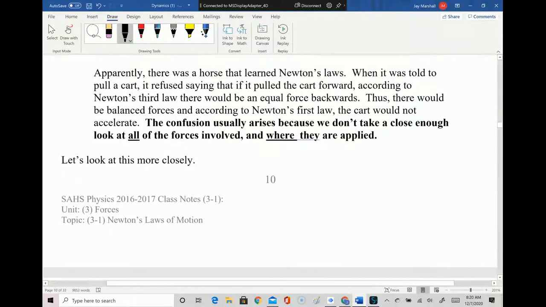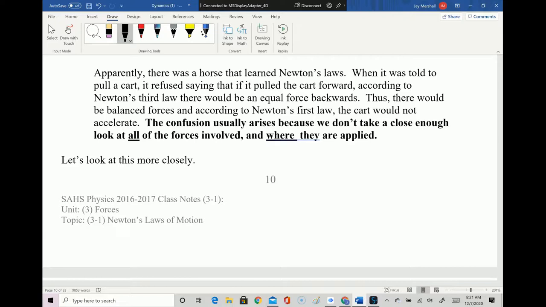So apparently there was a horse that learned Newton's laws. And when it was told to pull the cart, it refused, saying that if it pulled the cart forward, according to Newton's third law, there would be an equal force backwards. Thus, there would be balanced forces, and according to Newton's first law, the cart would not accelerate. Okay? And that sort of makes sense to us, doesn't it? It's like, yeah, the horse has got it right.